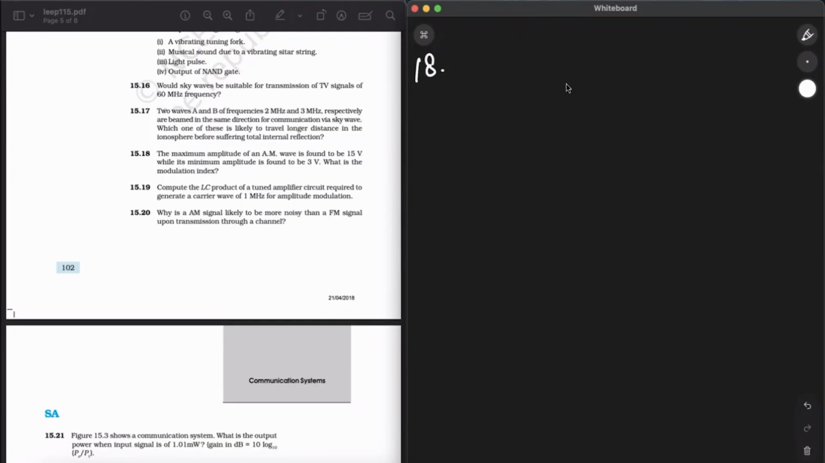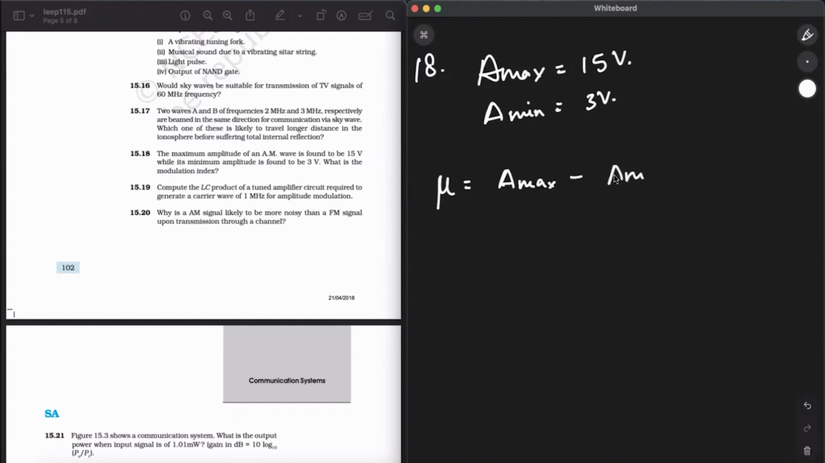The maximum amplitude of an AM wave is found to be 15 volt. So A max, we know, is 15 volt, while its minimum amplitude is 3 volt. What is the modulation index? So what is the formula for modulation index? Mu is equal to A max minus A min, whole divided by A max plus A min.